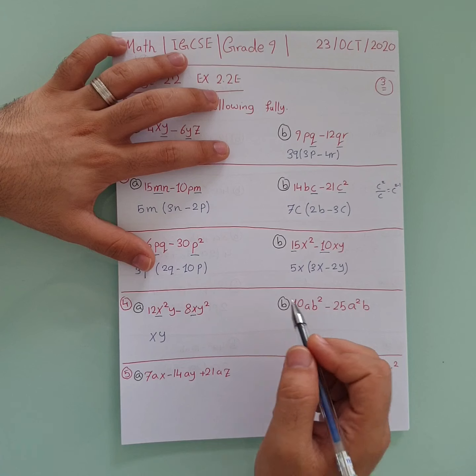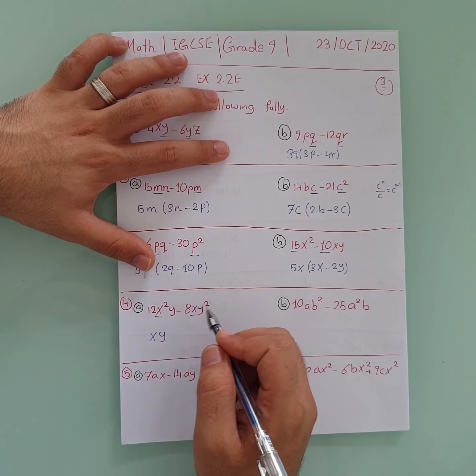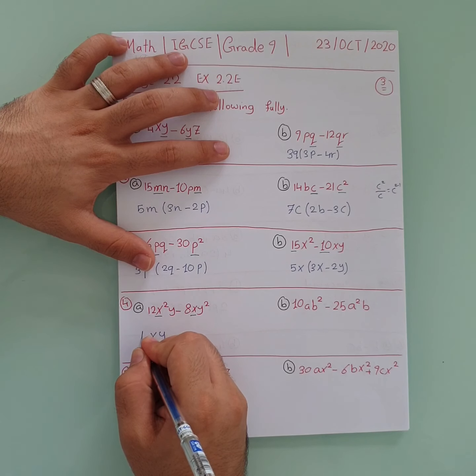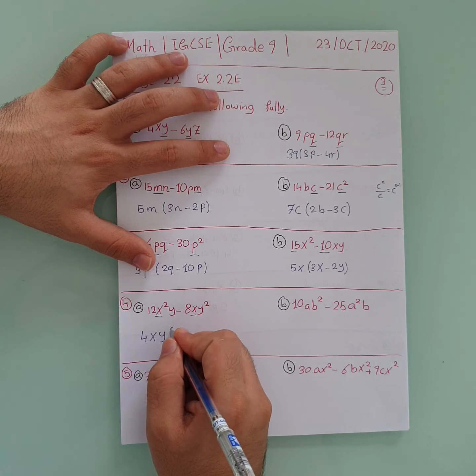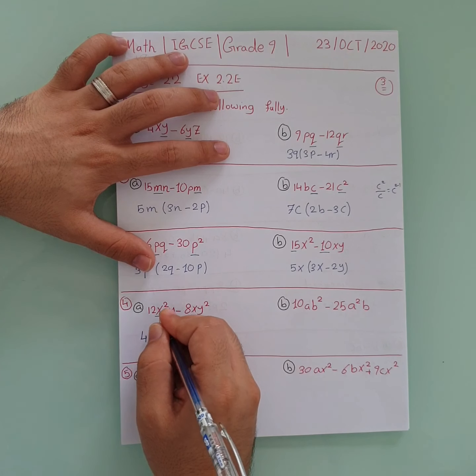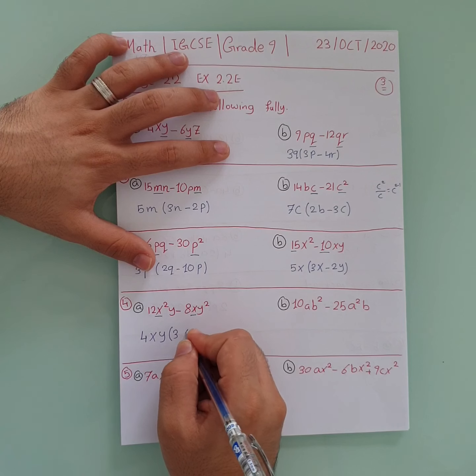If you factorize 8 and 12, you'll find that the highest common factor is number 4. So you write number 4. Now, carefully divide this one by this one. 12 divided by 4 is 3. X to the power of 2 divided by x is x.